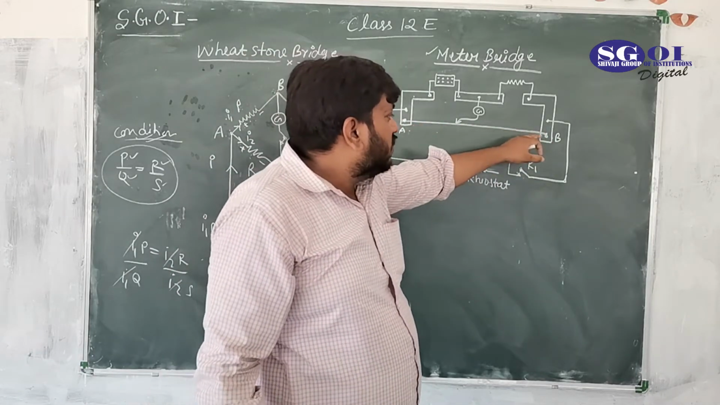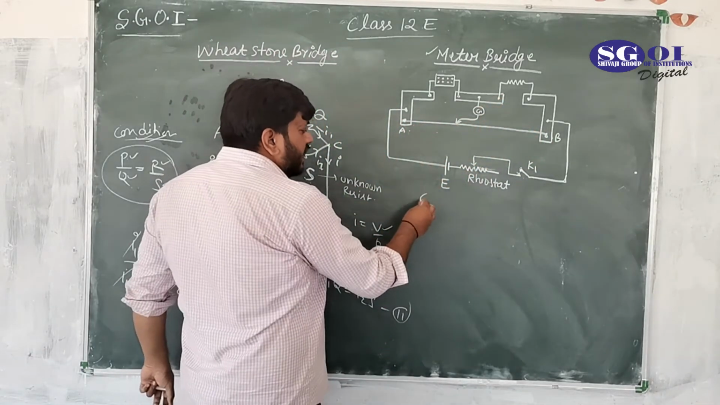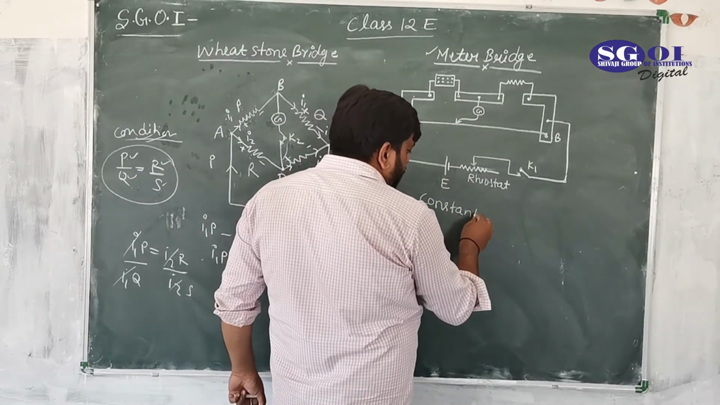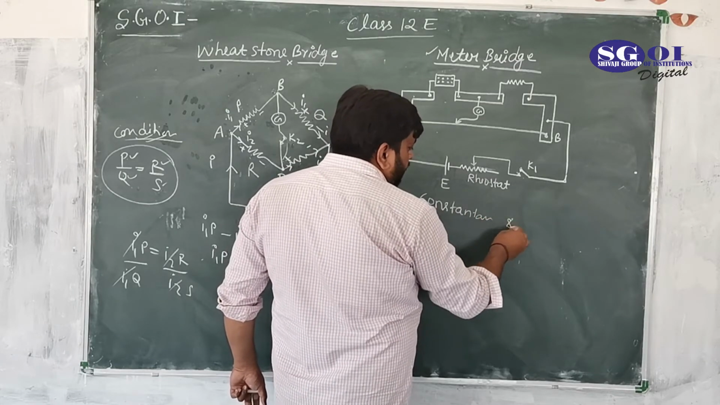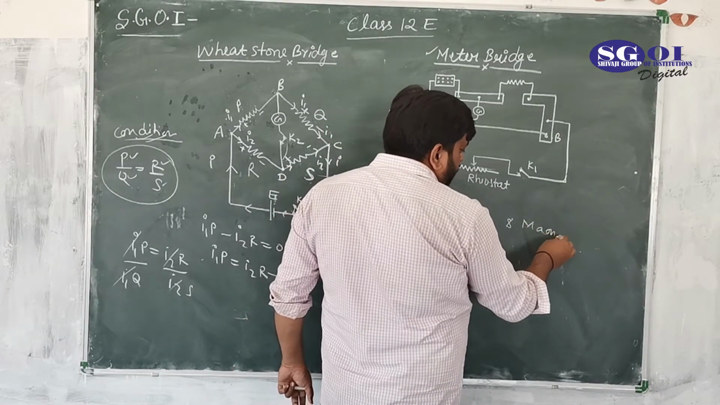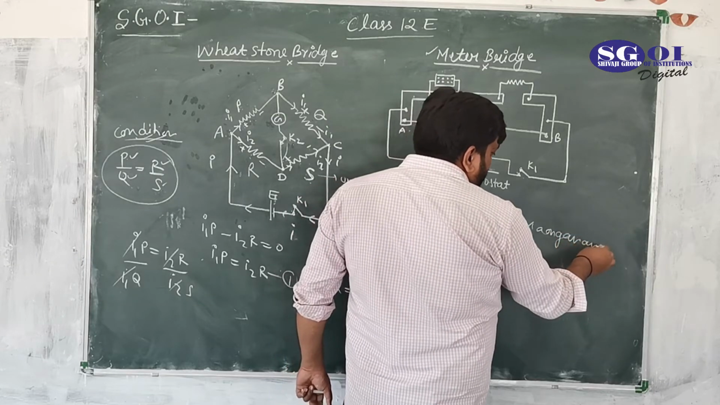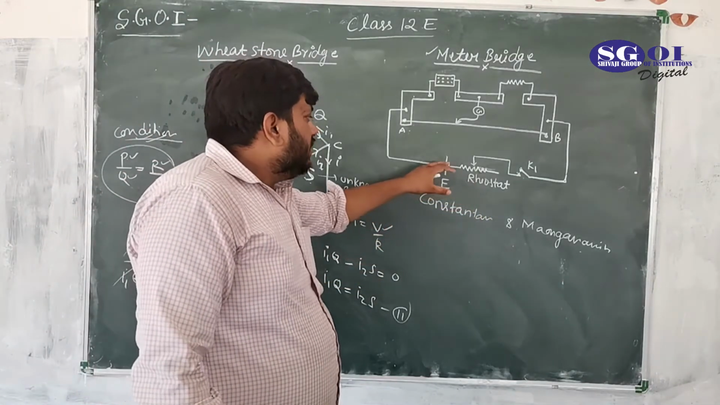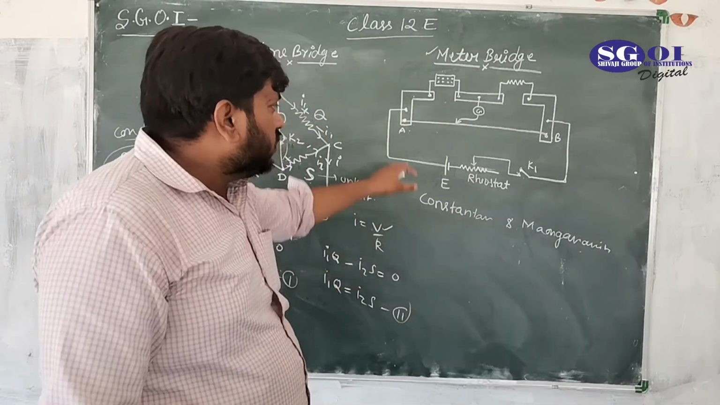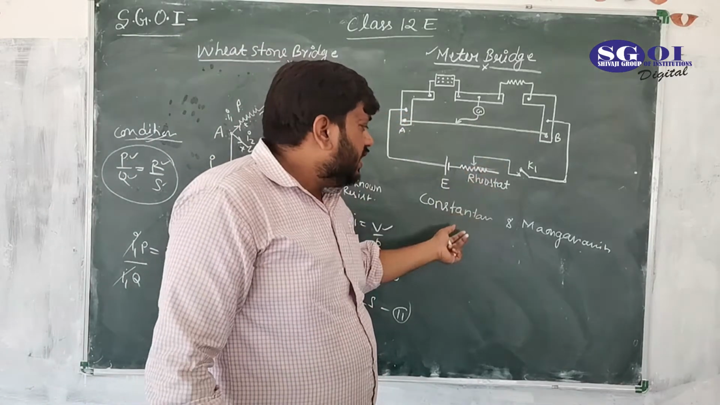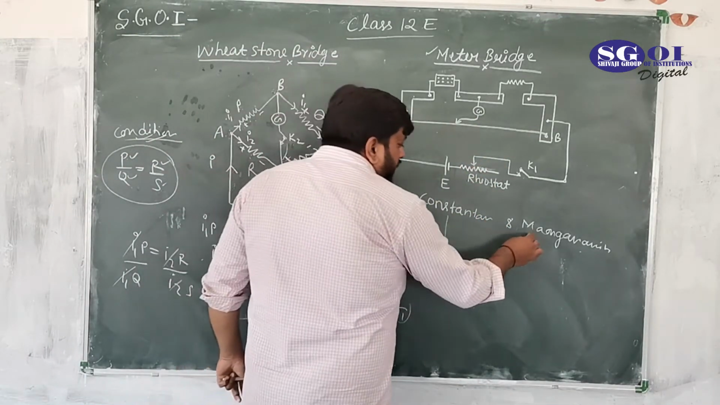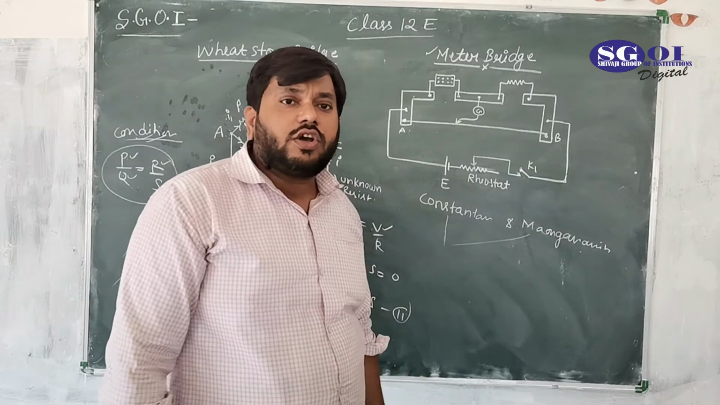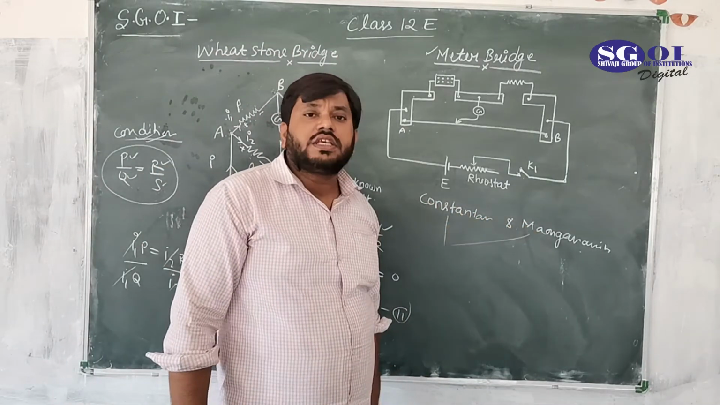Sorry, this is the wire of constantan and manganese. This is the wire of constantan and manganese. These materials are used here because the effect of temperature on these materials is very low.